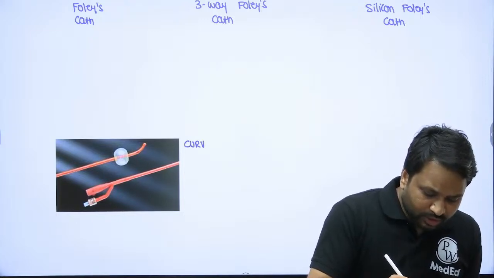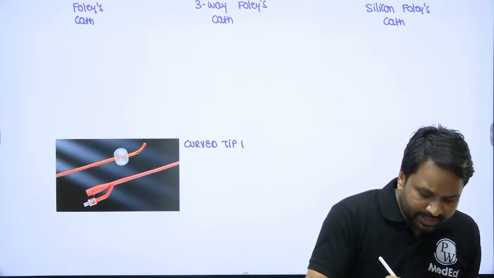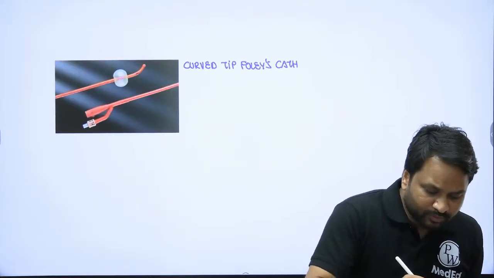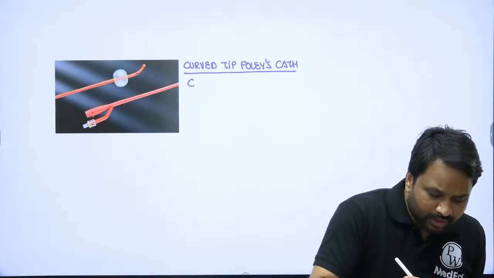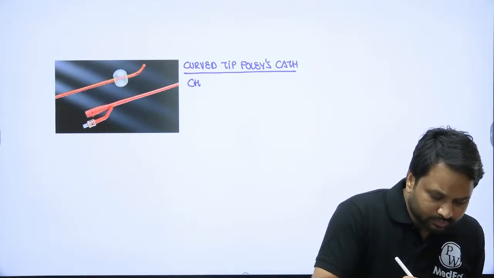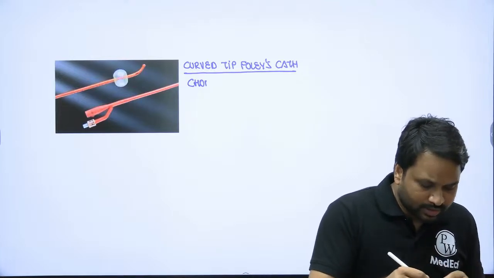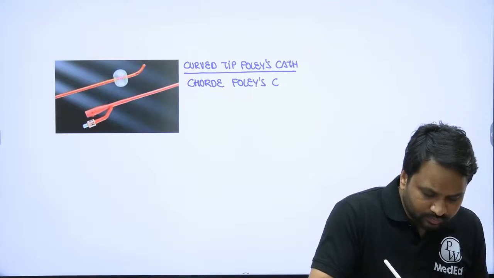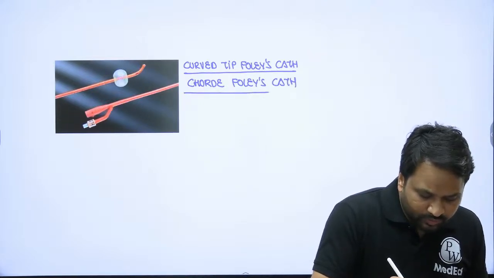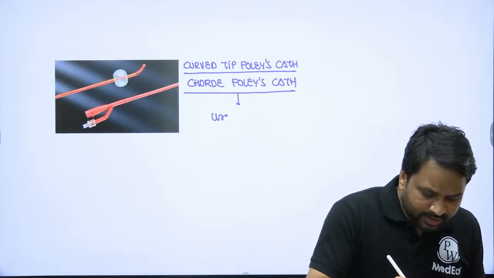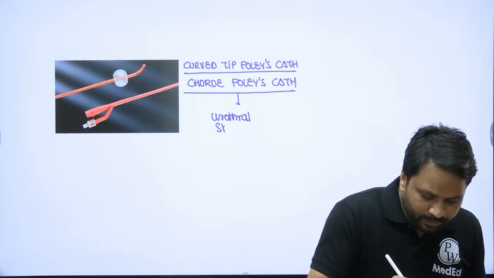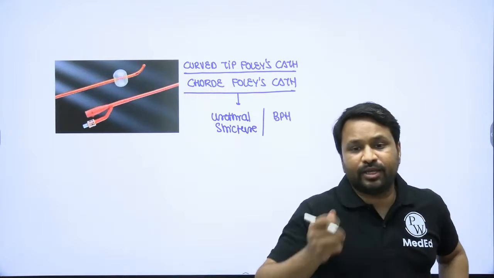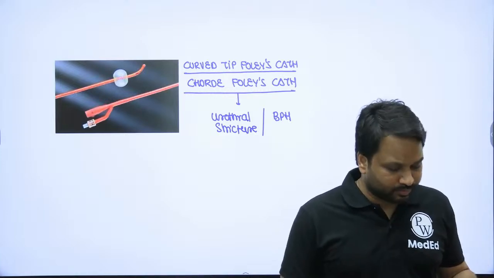If there is a curved tip Foley's catheter, this is what we call the Coude Foley's catheter. The Coude tip of the Foley's catheter is used when there is any urethral stricture or in BPH where you're not able to pass a regular Foley's catheter, right?